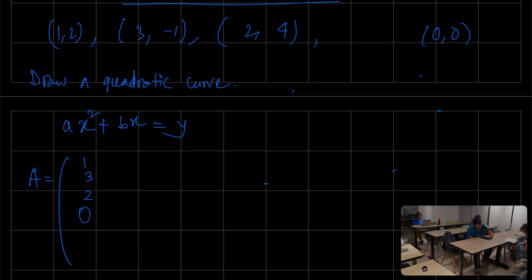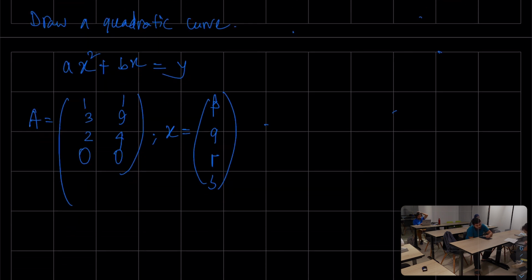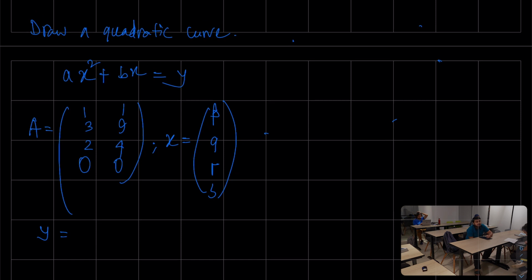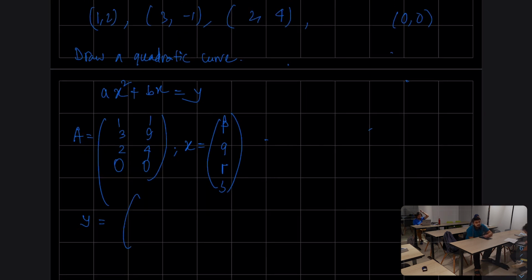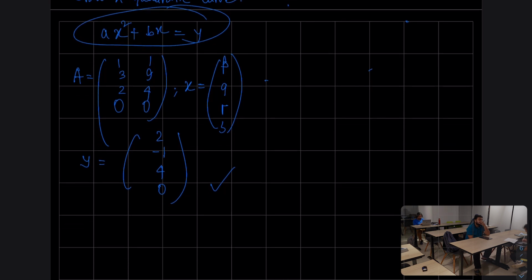Okay. I will put here the square, so the second column is the square of the first column. Let x be, now I'm in trouble, what is this, P, Q, R, S. Okay. And y is my y coordinates: 2, minus 1, 4, 0. So now this equation is this equation.